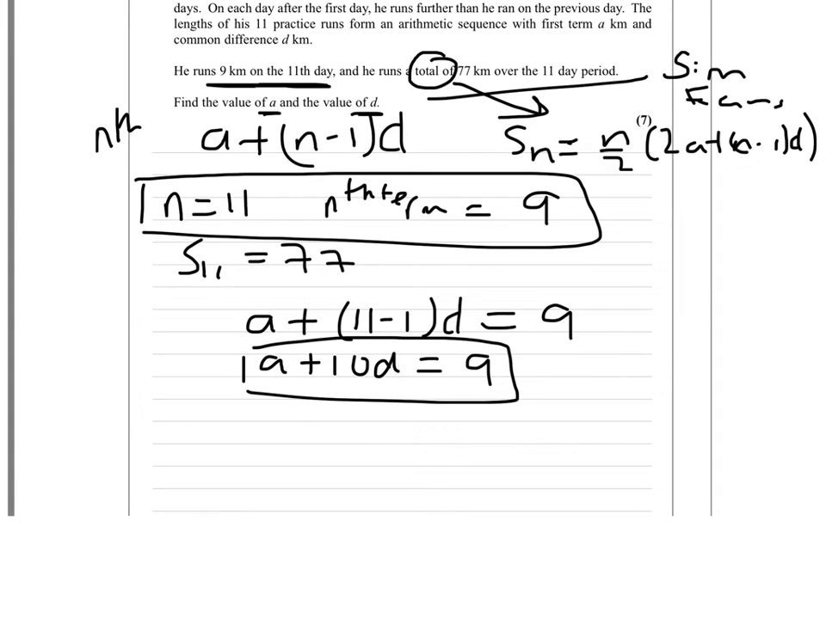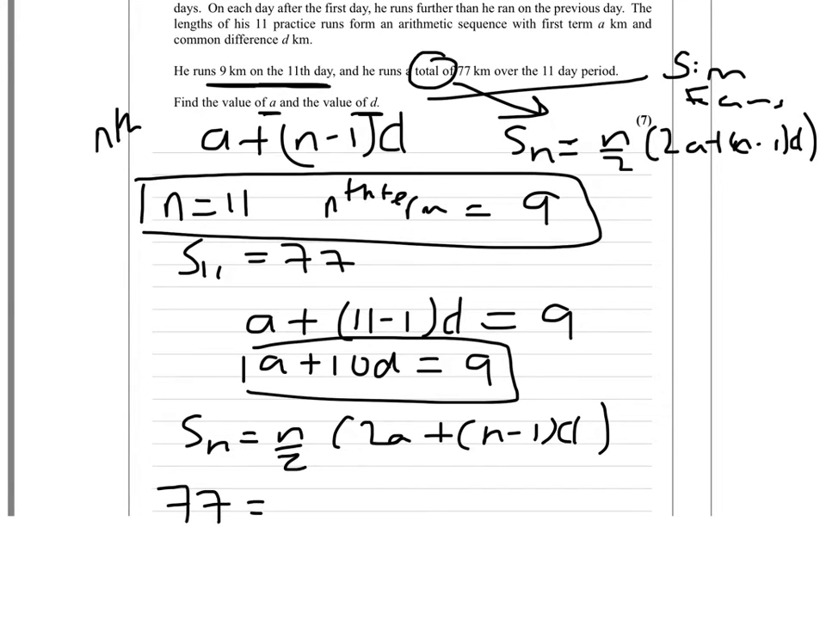So we've got our first equation using the nth term, and now using Sn equals n over 2 times 2a plus n minus 1 times d, where Sn, which is S of 11, is 77, equals 11 over 2, because the n is 11 still. We don't know a, n is 11, so it's 10d.